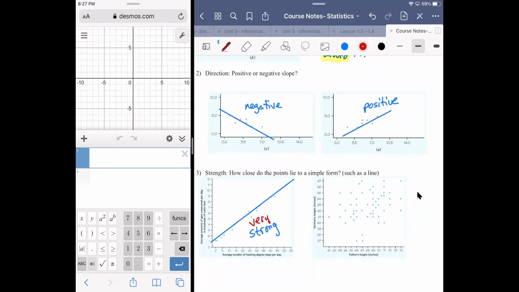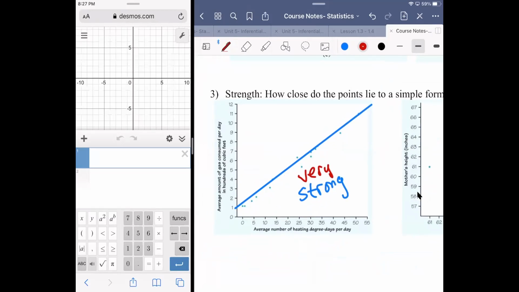Let's see, average number of heating degree days per year versus average amount of gas consumed per day in hundreds of cubic feet. So it does seem like there's a very strong relationship between those two averages, that as the number of heating degree days increases, so does the amount of gas consumed, right?